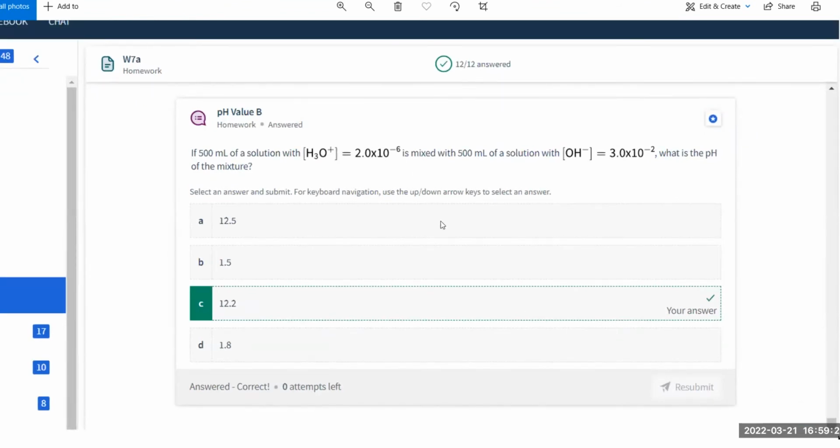I have it in my screenshot because I had questions, but now I don't remember what my questions were. I think I used all the tries, which means I didn't get it correct the first time. So let's see. It's mixed with... what is the pH of the mixture? Give me your thought process, Prak. So a solution mixed with another solution.